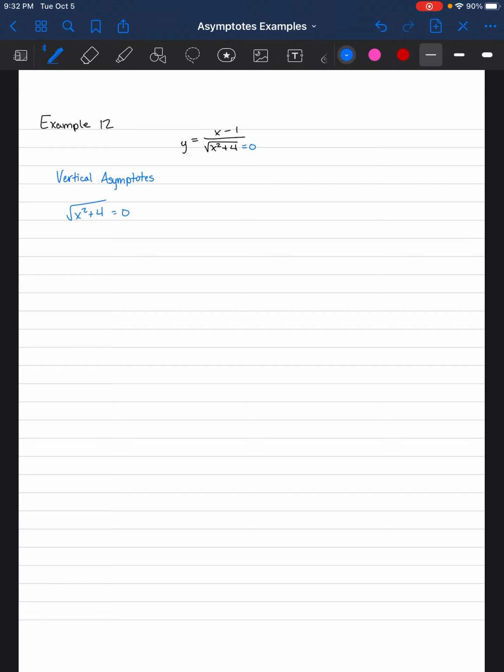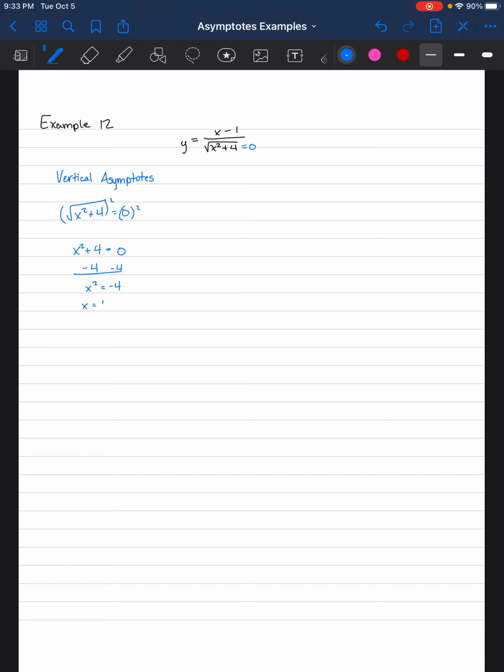And what I'm going to try to do is solve this. Now, in order to get rid of the square root, we're going to square both sides. So I'm going to square everything. And so we're going to have x squared plus 4 left over, and 0 squared is 0. Now I'm going to subtract 4 from both sides, and I get x squared equals negative 4.